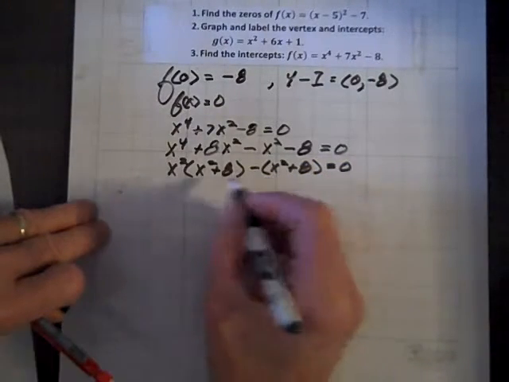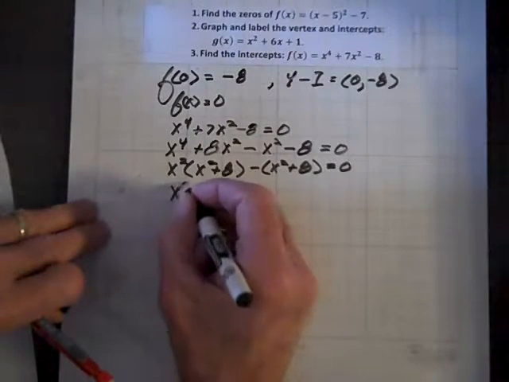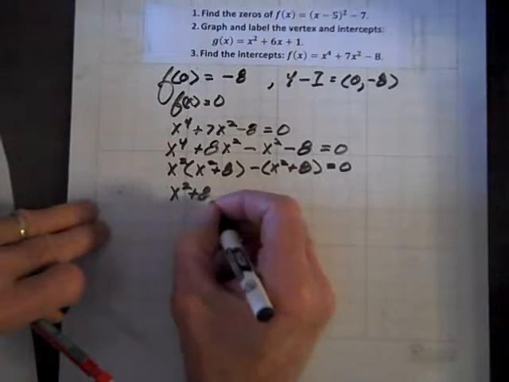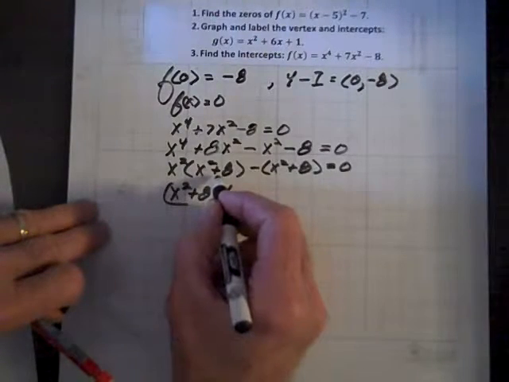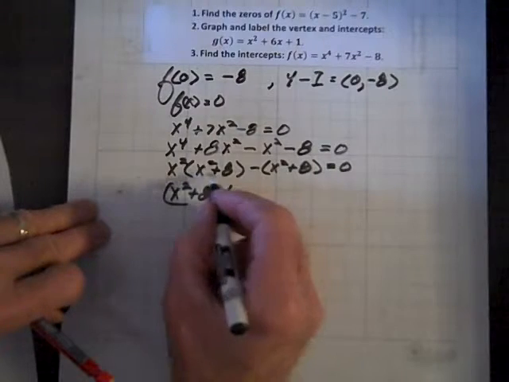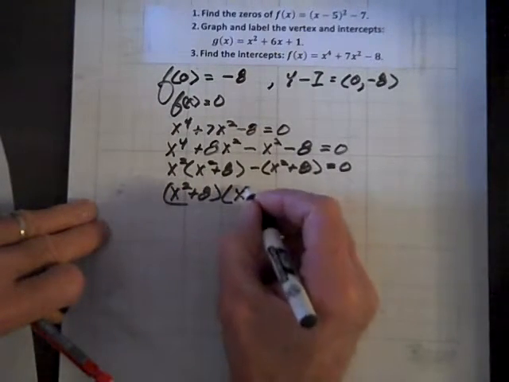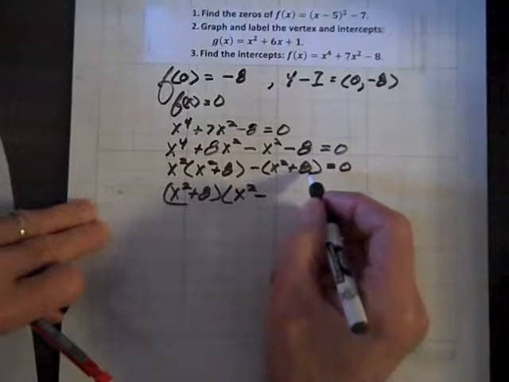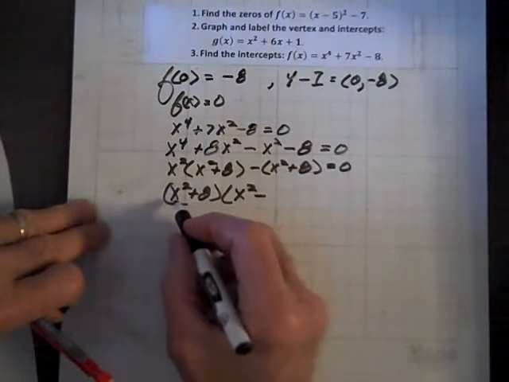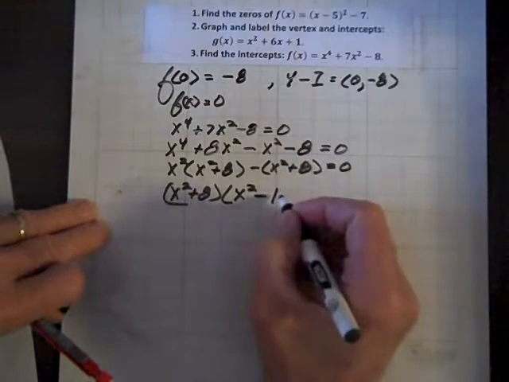equals 0. Now we can factor an x squared plus 8 out of each term, and we're left with the unaccounted factor in this term is x squared, and there's that minus, and the unaccounted factor in this term is 1, because what times x squared plus 8 equals x squared plus 8? Well, that's 1, isn't it?